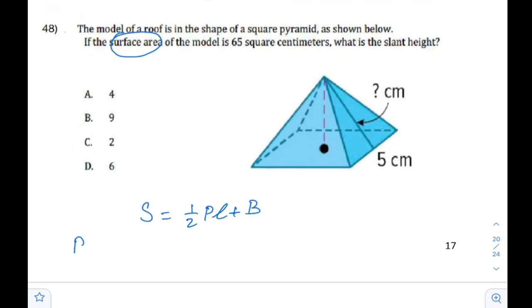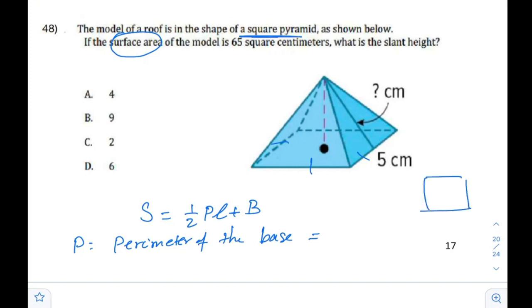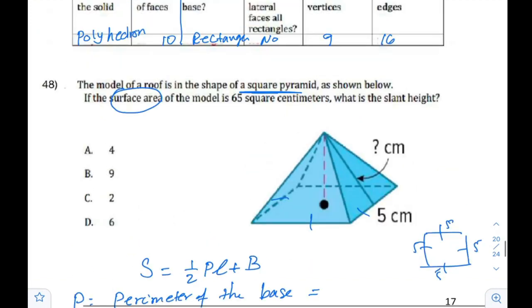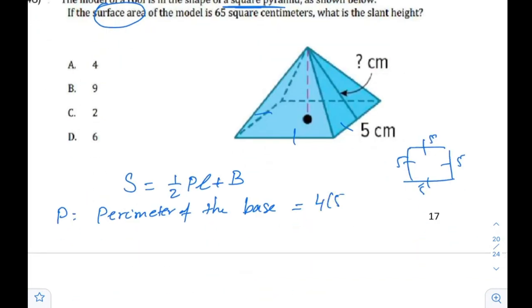P is the perimeter of the base. And in our case, he said it is a square pyramid. That means the base is a square. So this is 5, this is 5, this is 5, this is 5. That means the perimeter is 4 fives. 4 times 5, which is 20 centimeters. Now, what is the big B, capital B? Capital B is the area of the base.